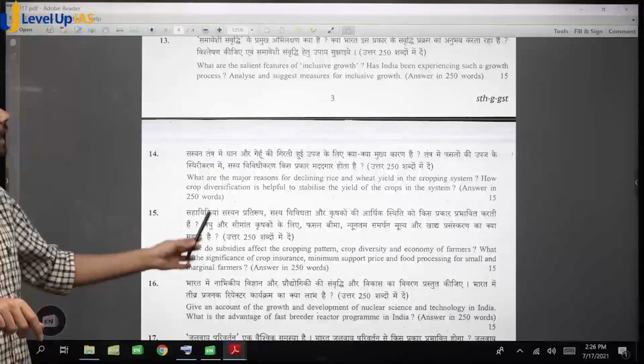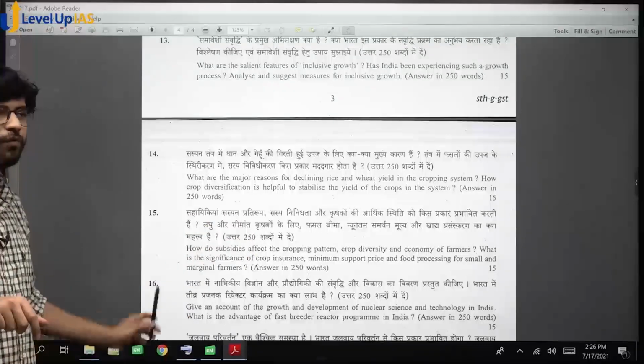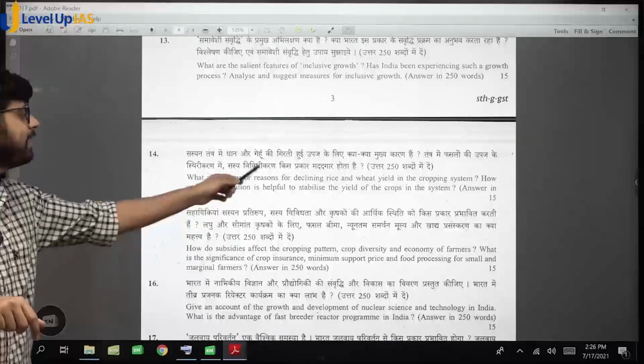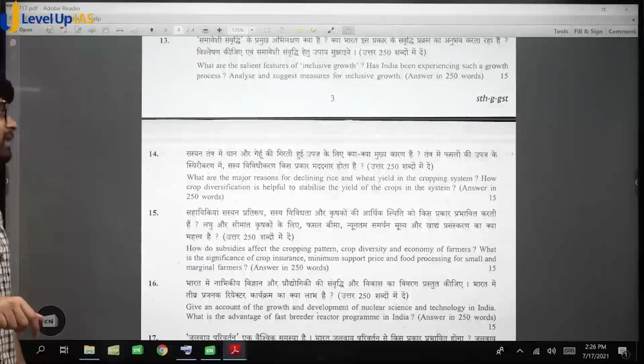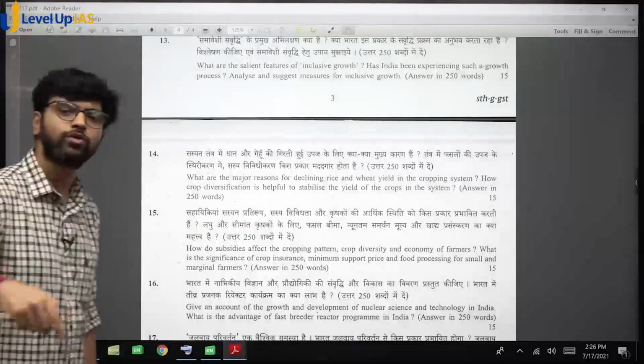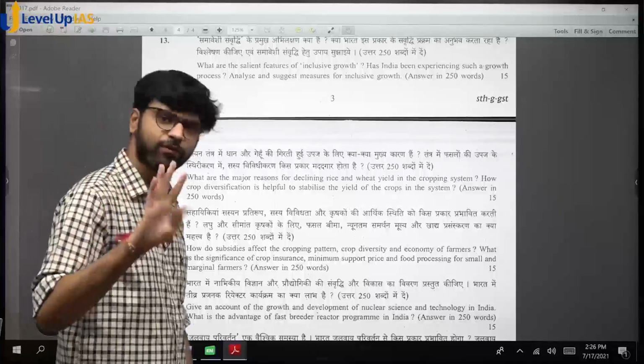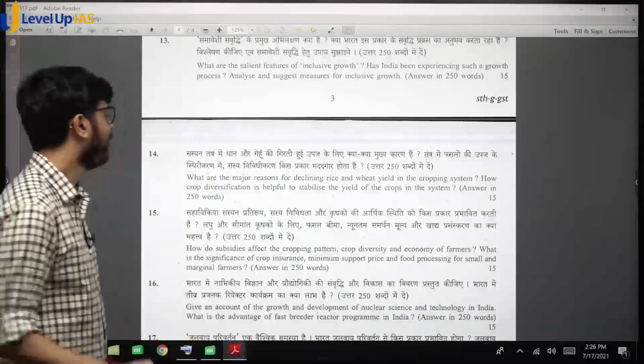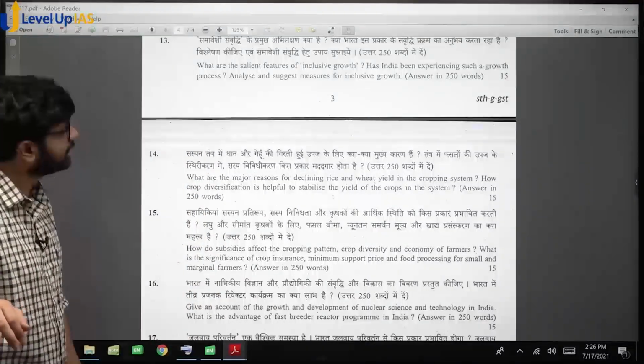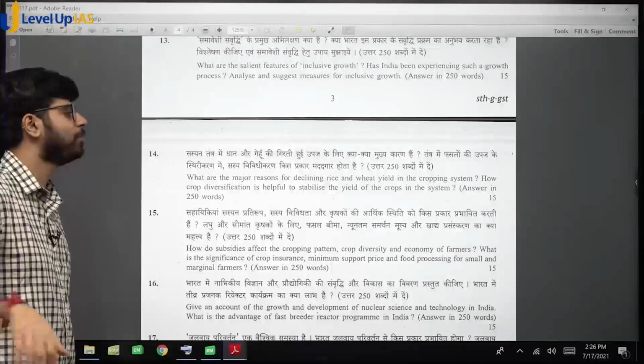What are the reasons for declining rice and wheat yield in the cropping system? So the first part is the reasons. Major reasons: the first part is the major reasons for declining rice and wheat yield. So you have to give reason 1, reason 2, reason 3, reason 4, reason 5. Simple. Second part, how crop diversification is helpful to stabilize the yield of the crops in the system.